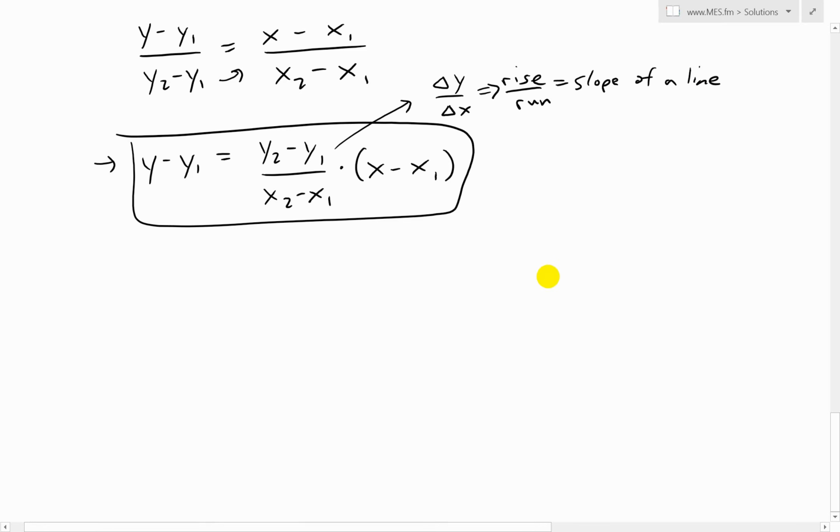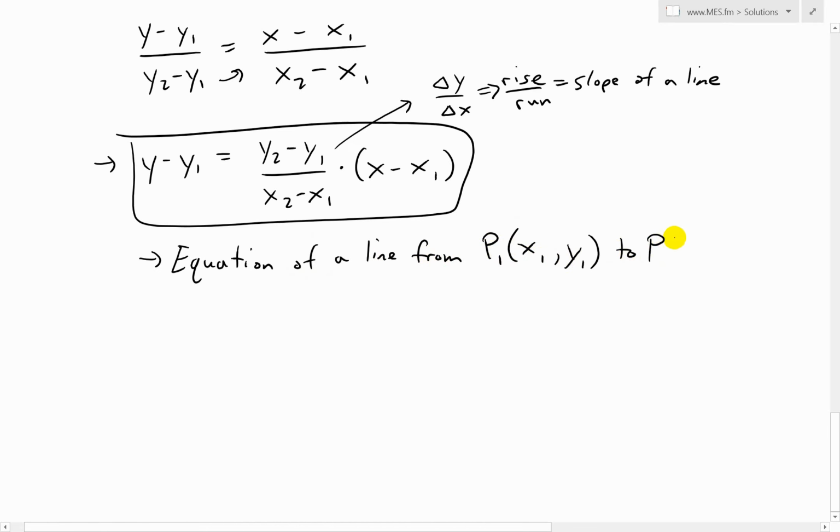And this is from the points x1, y1 to x2, y2. I'll show you more clearly like that. So this is basically an equation of a line, and this is in fact a line from P1, which is x1, y1, up to x2, y2. I'll zoom in a bit.